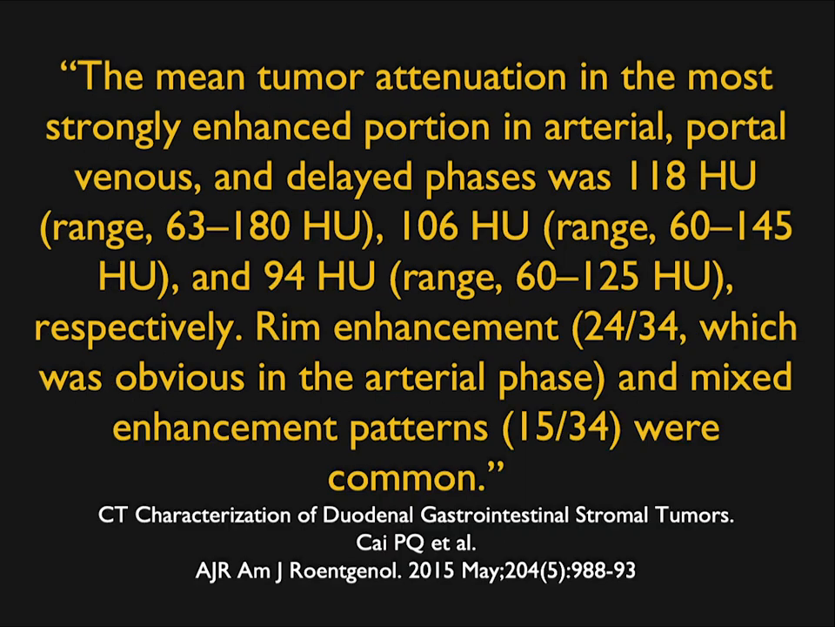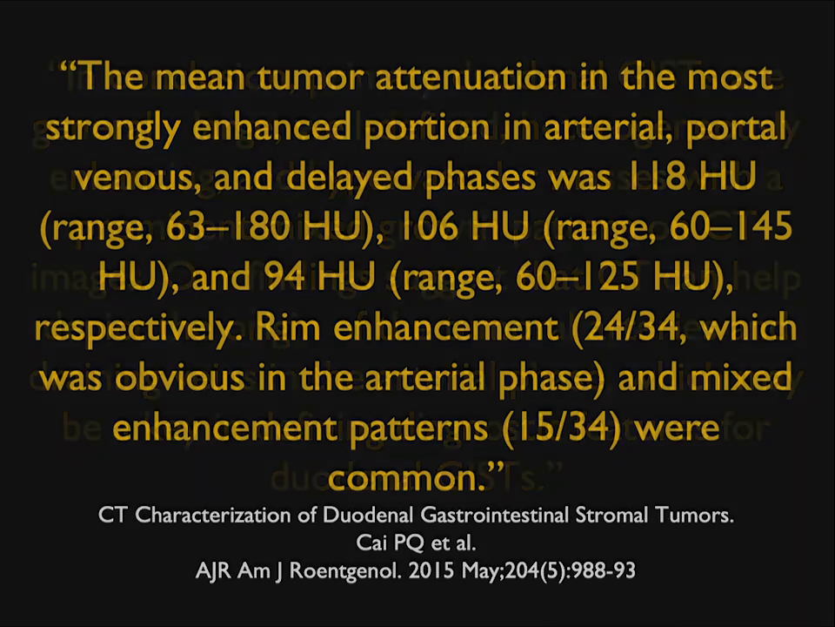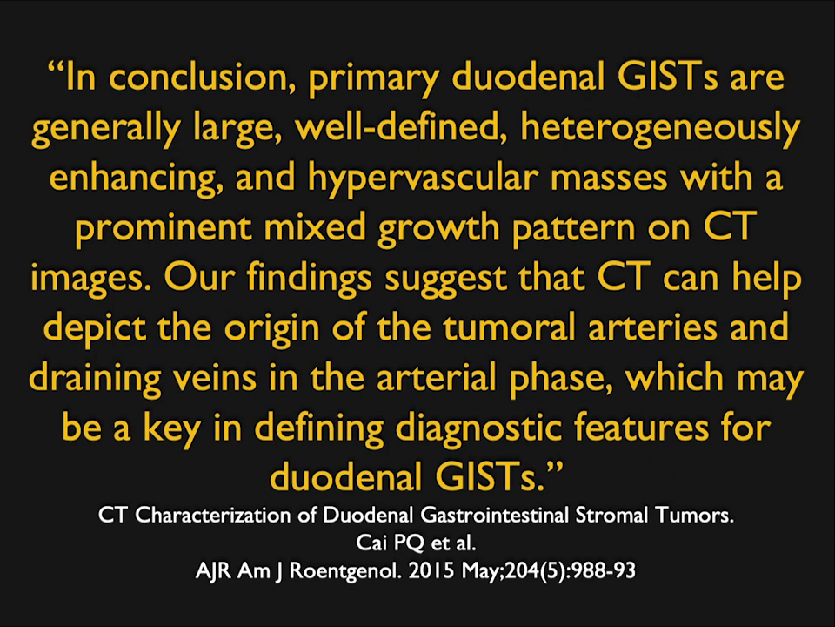Okay, and then that article also goes on, mean tumor attenuation was 118 in the early phase, arterial imaging, and washed out. And that's not a surprise. Anything that's going to be muscle related probably is going to wash out and not continue to be very vascular as you go through the different phases. And one last thing to comment on is primary duodenal GIST tumors are typically large, heterogeneously enhancing, and hypervascular based on this one article. But it's important to know that there is a range of appearances, and it's because of this range of appearances that things can be confusing.